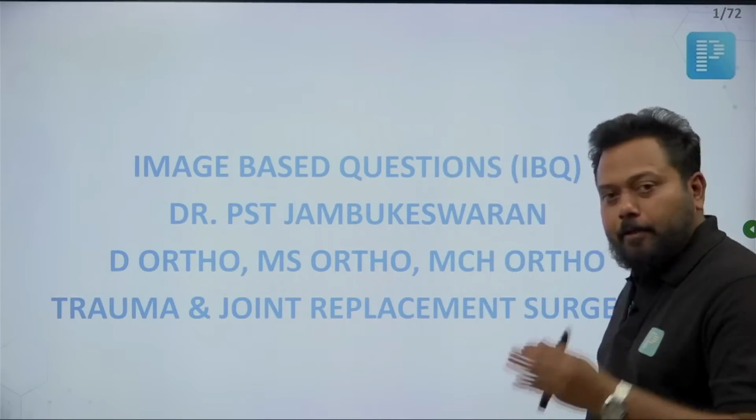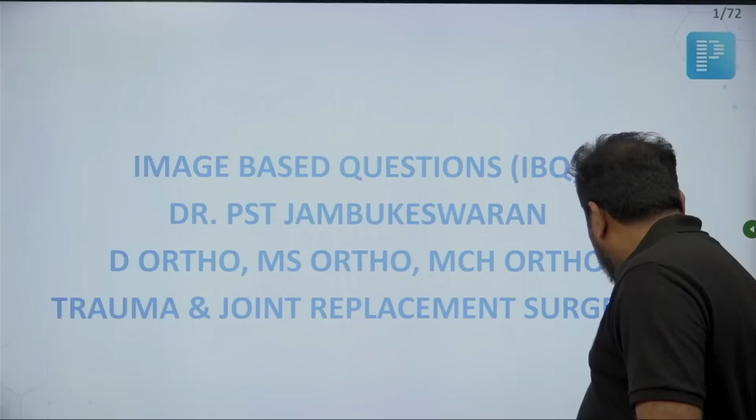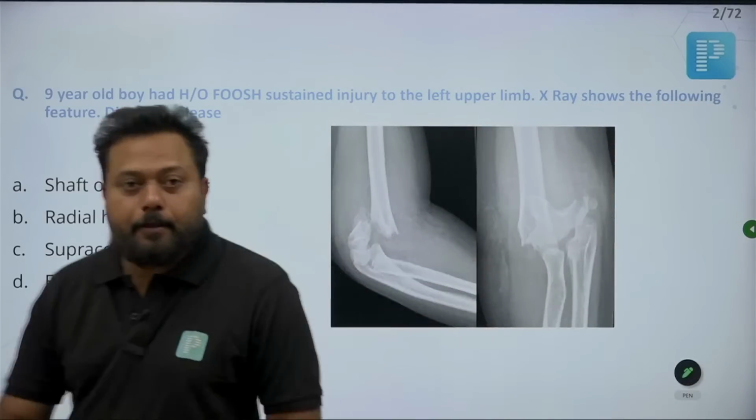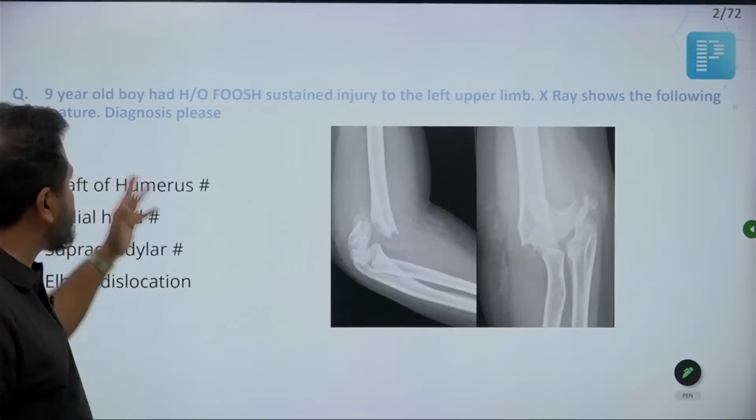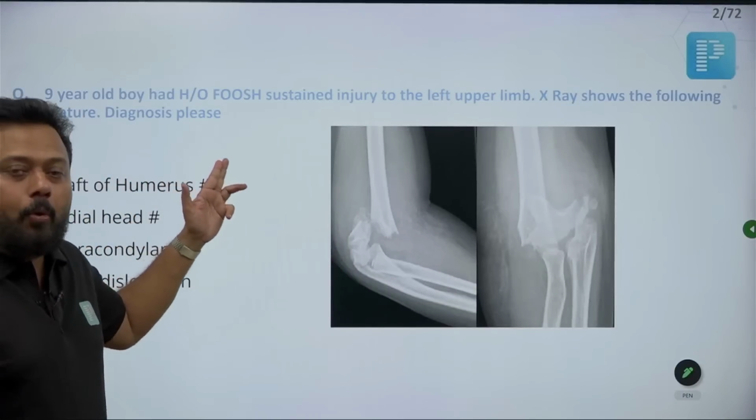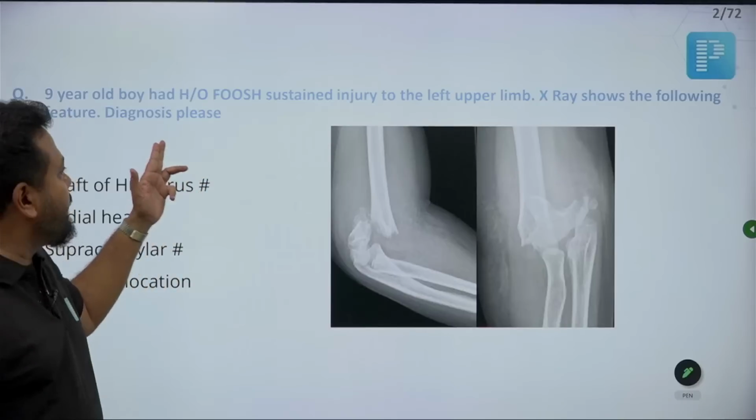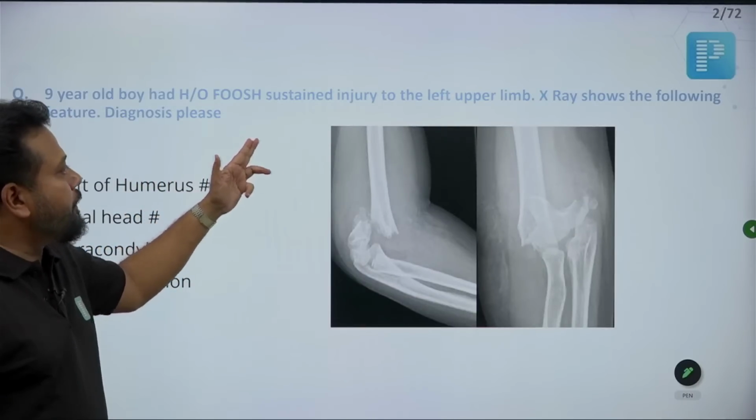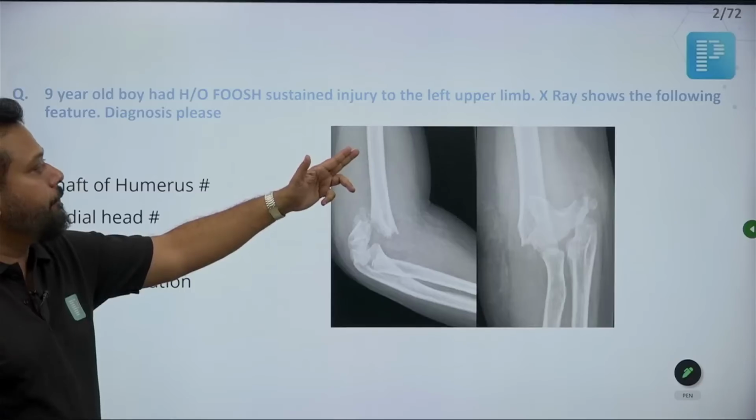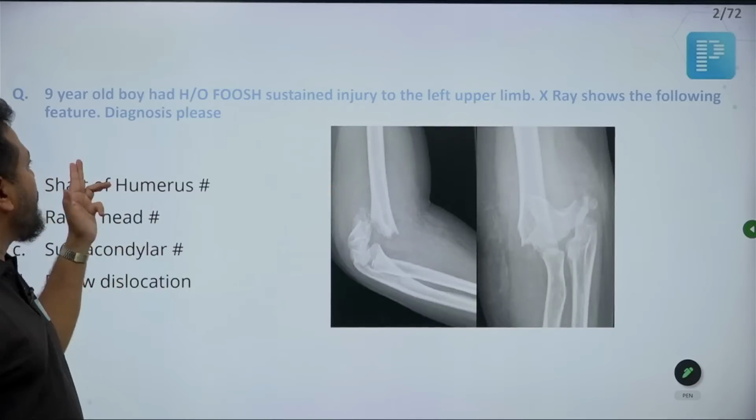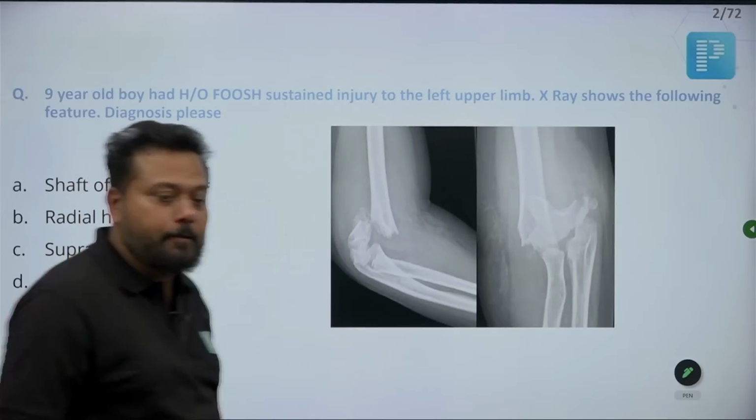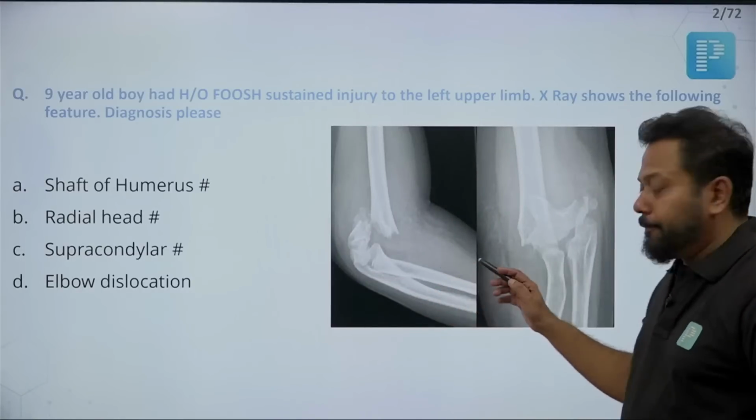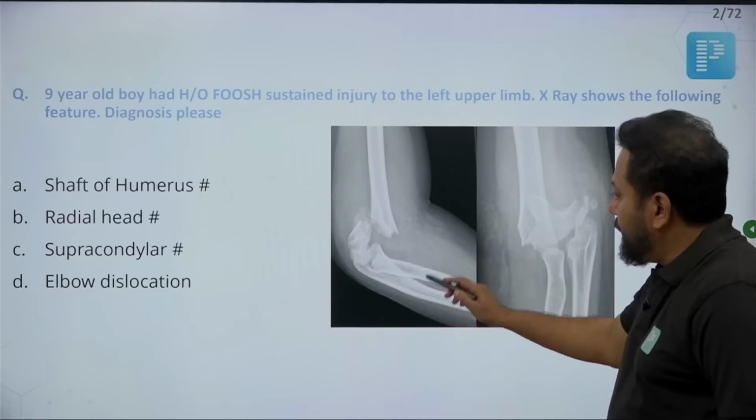It's image-based, and it will be very interesting. Look at the diagram. You see this X-ray. The history: a 9-year-old boy had a history of fall on outstretched hand and sustained injury to his left upper limb. The X-ray shows the following feature. Diagnosis, please. Look at the X-ray.